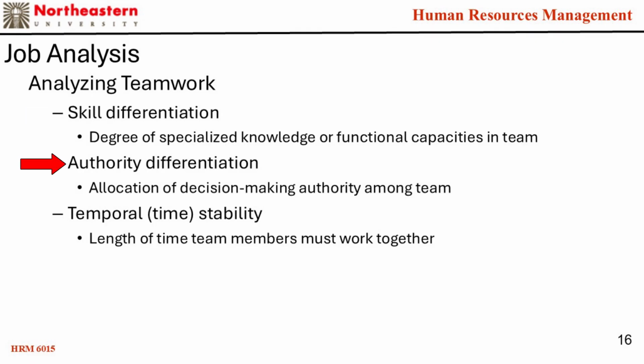Authority differentiation refers to the allocation of decision-making authority. So is it a group? Do you do a vote? Is there one person on the team? Do you have a manager that oversees the team that makes decisions for them? That should be established as well.